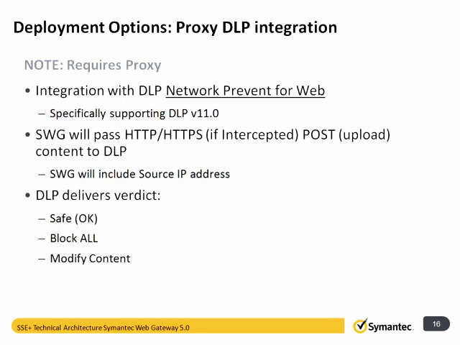The web gateway will pass HTTP and, if we are intercepting it, HTTPS post and put requests to the DLP server. We also include the source IP address of where this content came from. DLP will then deliver a verdict. The verdict will either be good, and this will allow the traffic to continue to its destination. It will be to block all, where we won't allow any of the content to be uploaded, or the decision will be to modify the content, which will replace the content with whatever DLP gives us to replace the content with.